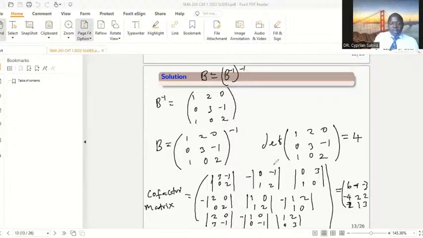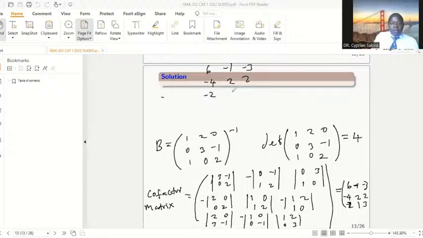So let me just write properly here what my cofactor matrix is. So my cofactor matrix I've just found: 6, -1, -3, -4, 2, 2, and I found -2, 1, 3. So I hope this is now visible.